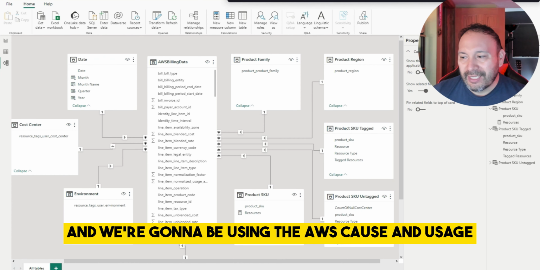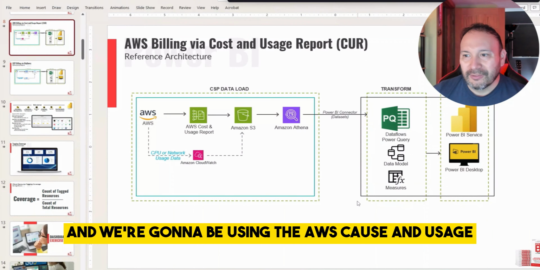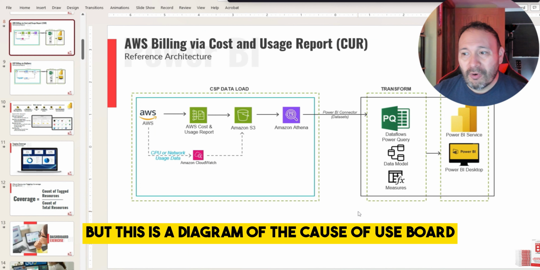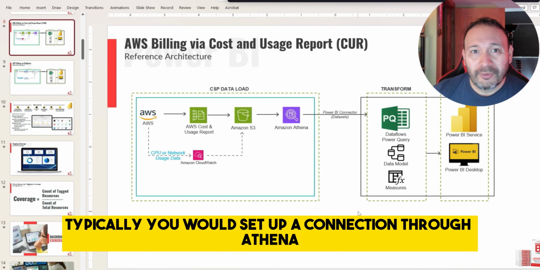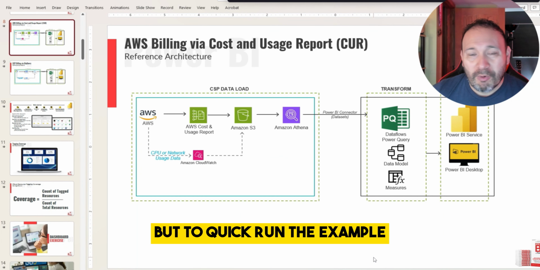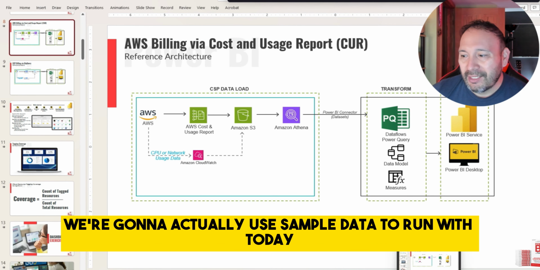And we're going to be using the AWS Cost and Usage Report. So this is a diagram of the Cost and Usage Report. Typically you would set up a connection through Athena, but to quickly run the example, we're going to use some sample data to run with today.